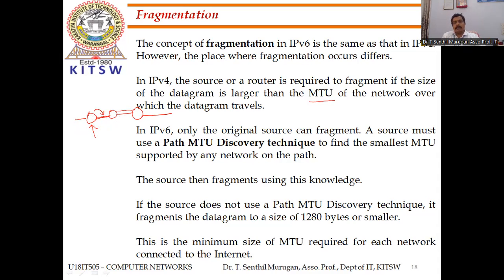But in IPv6, the original source can fragment. So the source must use the path maximum transfer unit discovery technique to find the smallest maximum transfer unit supported by the other networks. So what will it do? The source will identify the entire path. According to the path, it finds which is the minimum maximum transfer unit length. This is the minimum, this is the maximum. So according to the minimum, it will do the fragmentation. But in IPv6, only the source does the fragmentation.